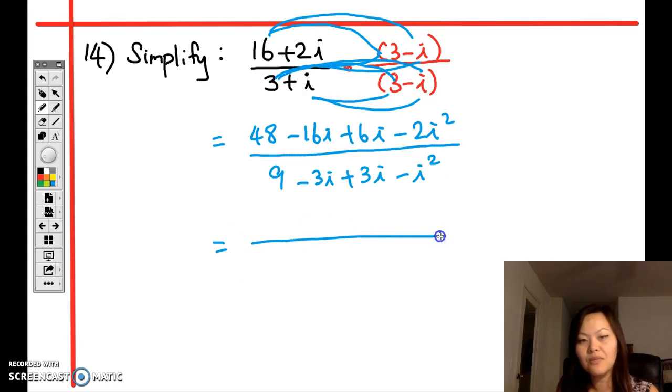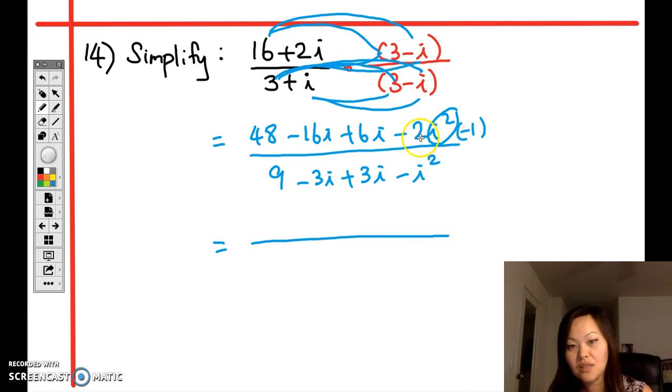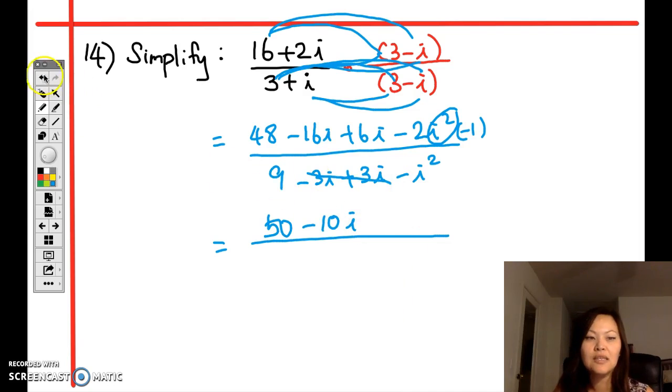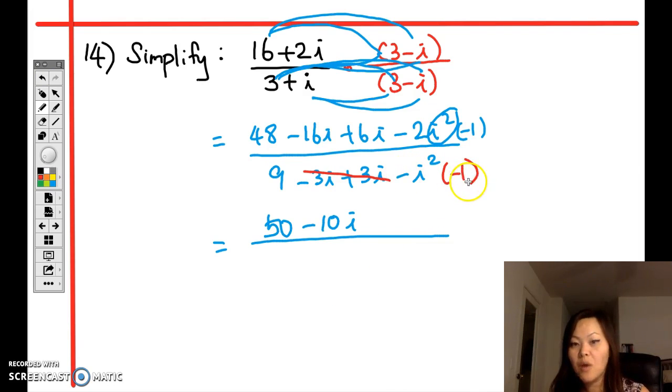So then let's go ahead and simplify this. We all know that i squared is negative 1. So negative 2 times negative 1 is positive 2. 2 plus 48 is 50. Negative 16i plus 6i is negative 10i. Down here, the negative 3i and the 3i just cancel out. Let me use a different color so you can see. I squared, we already know, is negative 1. So negative times a negative 1 is positive 1. So 9 plus 1 is 10.